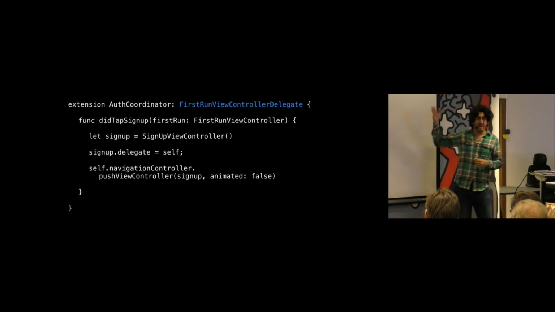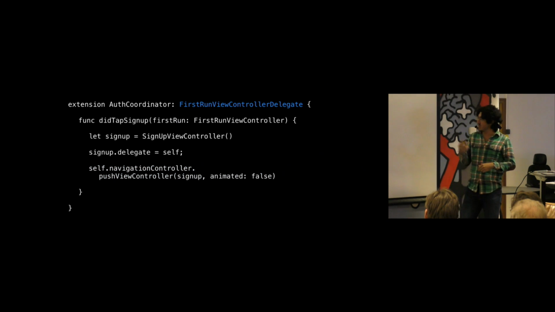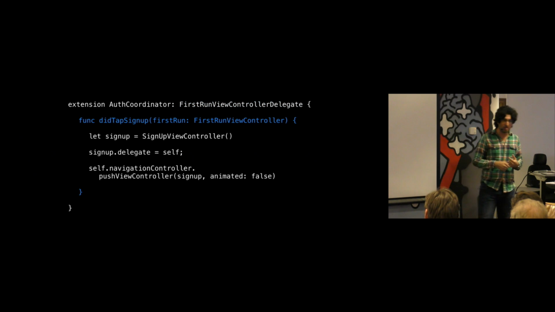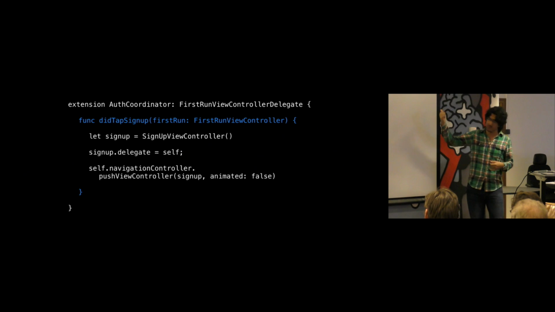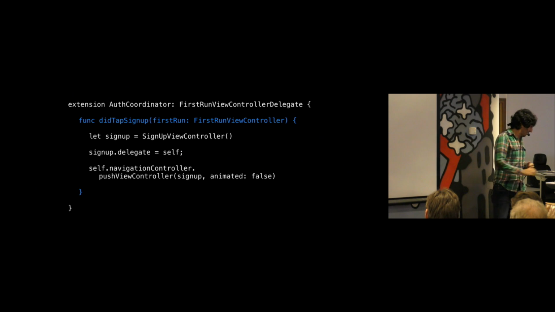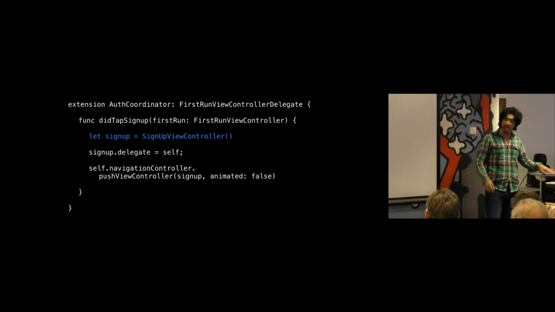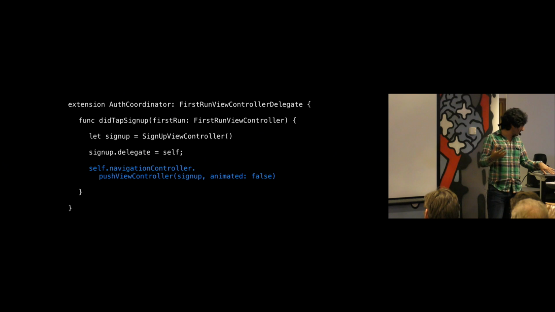And we have a delegate from that first run view controller. So it's got two options, right? You can either tap the sign up button or you can tap the login button. Let's take a look at what it looks like to tap the sign up button. It'll get passed back as a property, typical delegate stuff. And here again, we create another view controller, pass the dependencies it needs, become its delegate. Pretty boring. And then push the view controller on, also pretty boring.